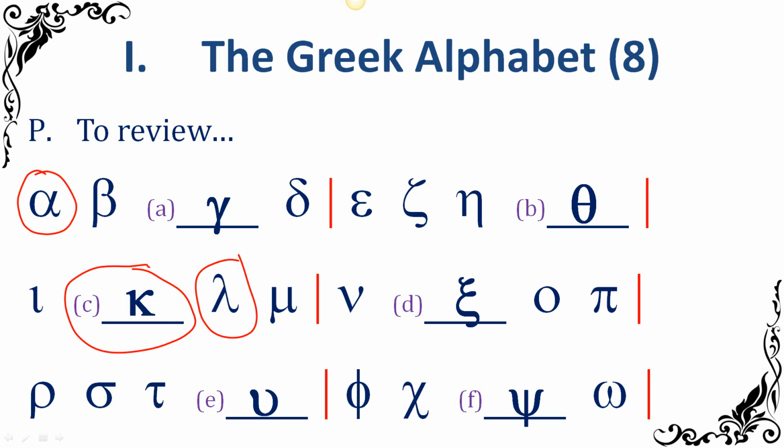Alpha, beta, gamma, delta, epsilon, zeta, eta, theta. Nice. All right, let's move on to the next 4.